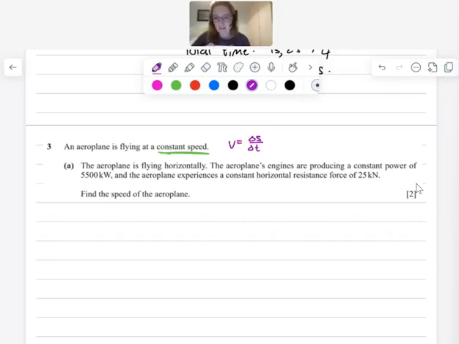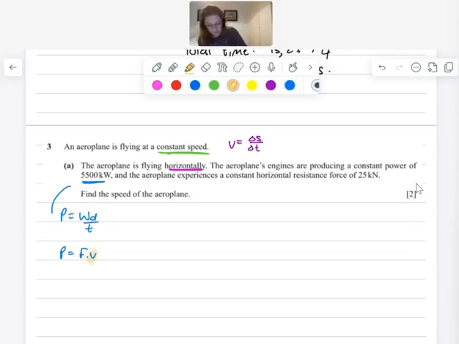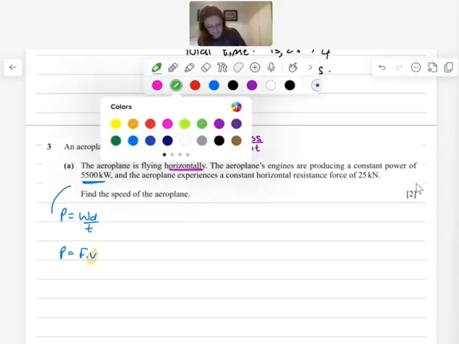Okay, the airplane is flying horizontally, so it's also in a straight line. The airplane's engines are producing a constant power. So we jumped into the power chapter. Whenever you see power, there's 2 formulas: work done divided by time, or force times velocity. This force times velocity, you can only use if it's a constant velocity or at an instant. So let's just write that down.